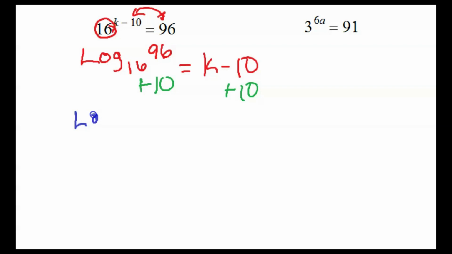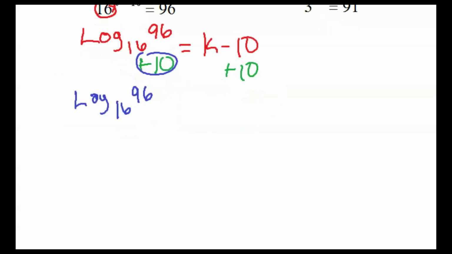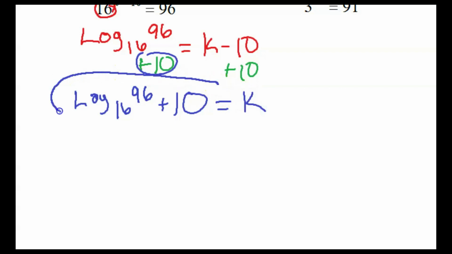I've got log base 16 to the 96, and I'm adding this 10. I'm not going to add it to the 96. I'm just going to have this plus 10 over here to the right. It is not a like term. So it's just going to be over here kind of off to the right. So don't add 96 to 10 and get 106. I'm just going to leave them separate. These are not like terms. That's what my final answer is going to look like.